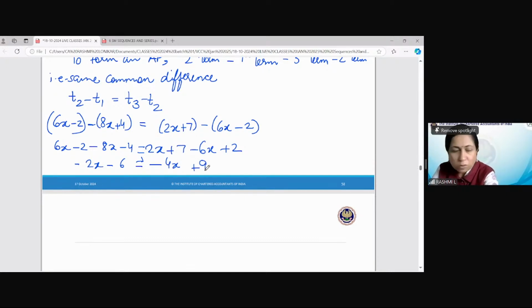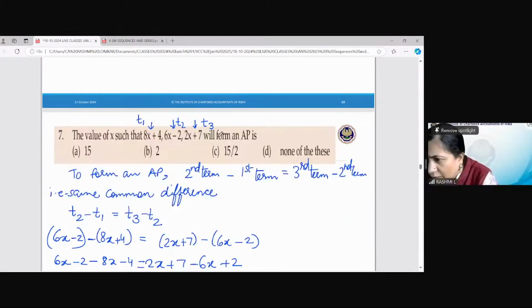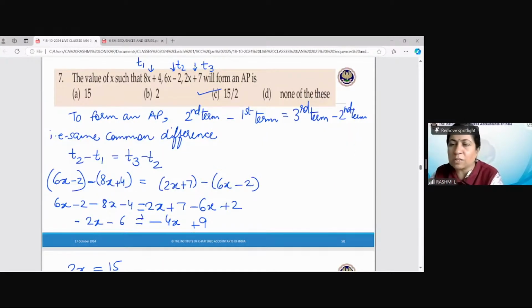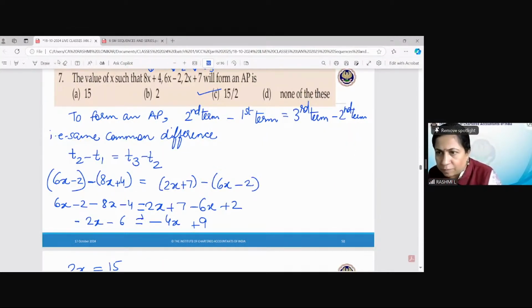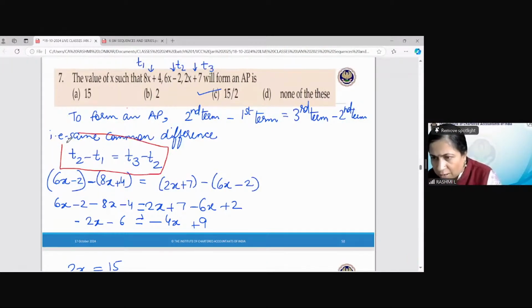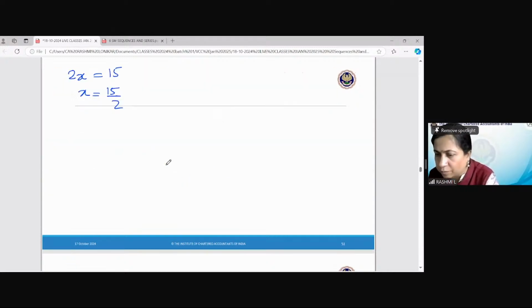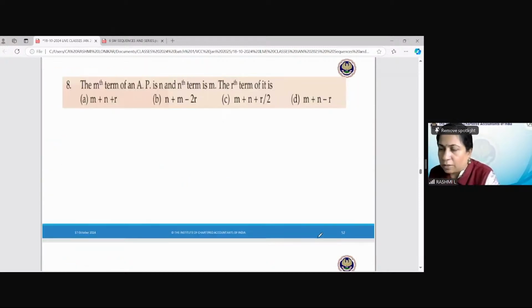Okay. So, let me do this. This will become 2x and minus 6 coming to this side will be 15. So, x will be equal to 15 upon 2. Do I have this answer? Such a thing? Yes. So, C will be the answer. Okay. So, you just have to use this important thing of common difference. T2 minus T1 and T3 minus T2. Okay, this is also interesting.